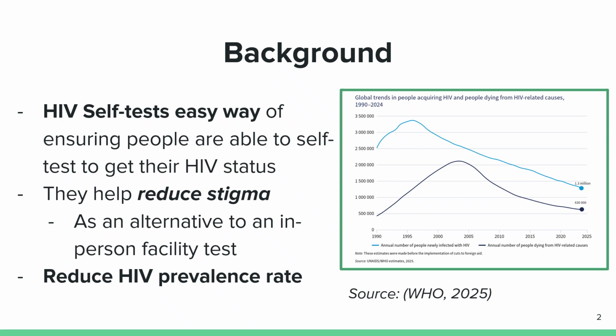HIV self-test is one of the interventions developed to serve as an easy way for people to know their HIV status, which helps reduce stigma as people can just self-test instead of walking to a facility to get tested. People knowing their status also helps to reduce the HIV prevalence globally and in Ghana as well.